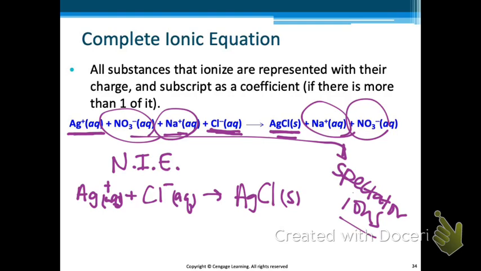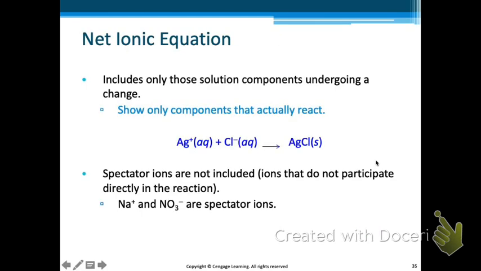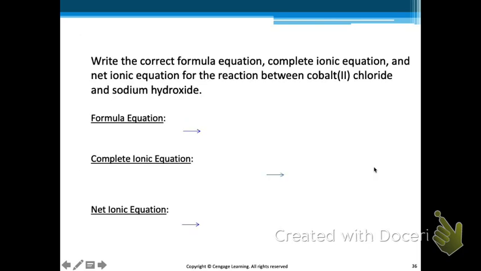Silver and chlorine combine together to form silver chloride. That's our complete ionic and net ionic equation, sorry. And then those two are called spectator ions. They don't participate in the reaction. So we are going to write out these things. I think I left it blank on your notes, right? Okay, so we're going to build this one from the beginning.